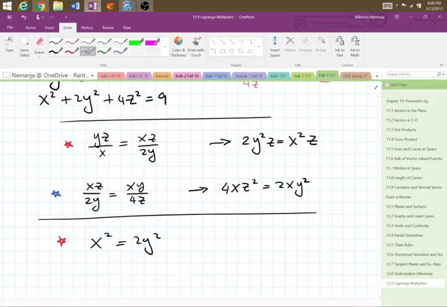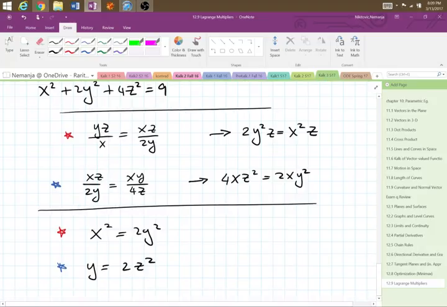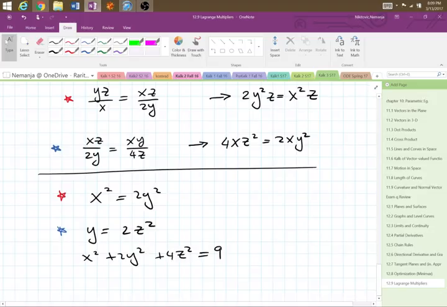From the blue equation, I have that the 2's cancel, the x's are gone, z squared, so y squared is equal to 2z squared. And I still have x squared plus 2y squared plus 4z squared is equal to 9. Wow, awesome, this is solved. Because this plugs here and then both of these plug in there and you're done.